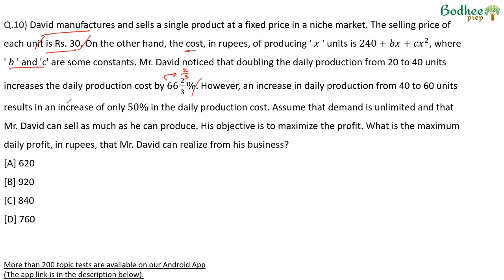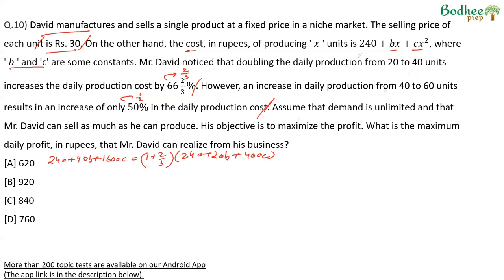However, an increase in daily production from 40 to 60 units results in an increase of only 50% in cost. 50% in fraction is 1 by 2. So from these two equations, we'll be able to find the values of b and c. Let us write the first equation. The production cost of 40 units will be 240 plus 40 into b plus 1600 into c, putting the value of x as 40 here. This is 2 by 3 times more. So 1 plus 2 by 3 into the cost for 20 units, which is 240 plus 20b plus 400c.